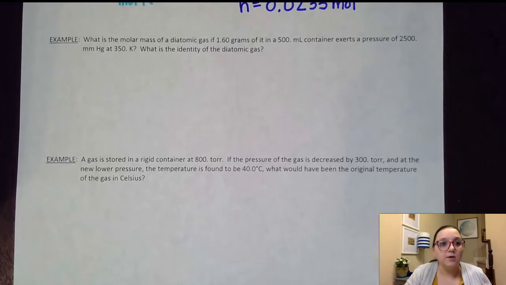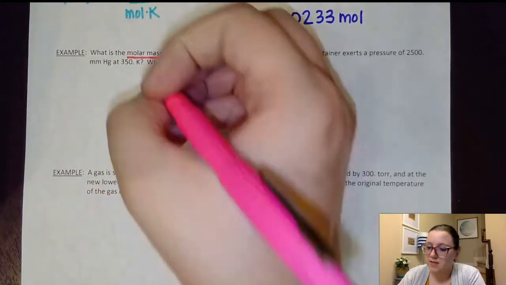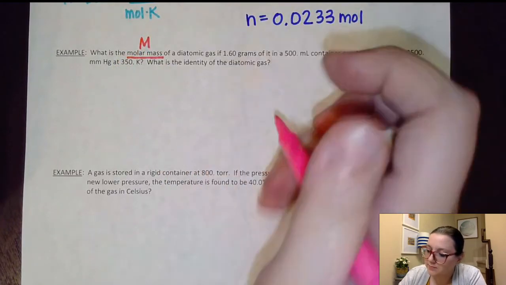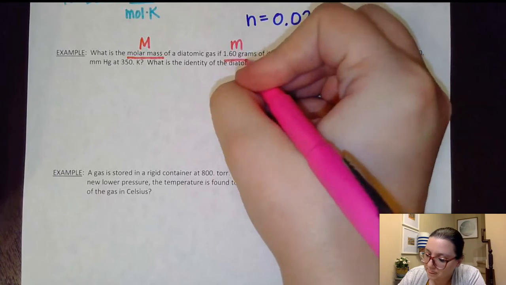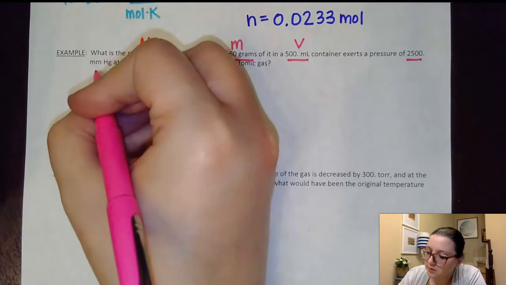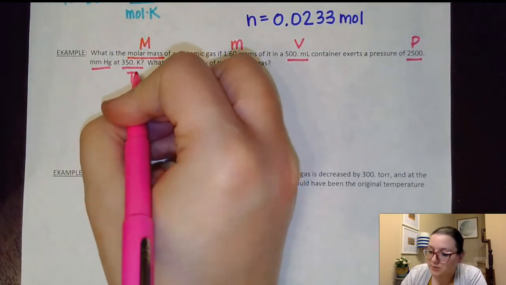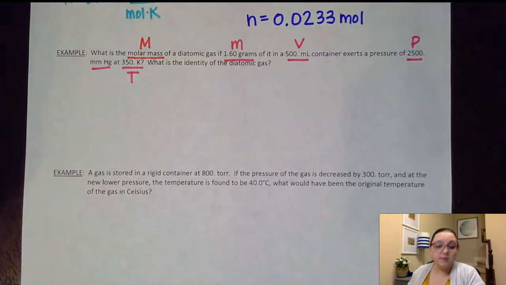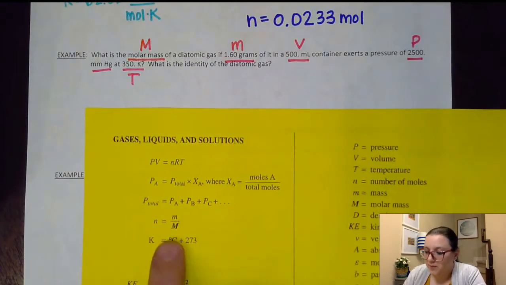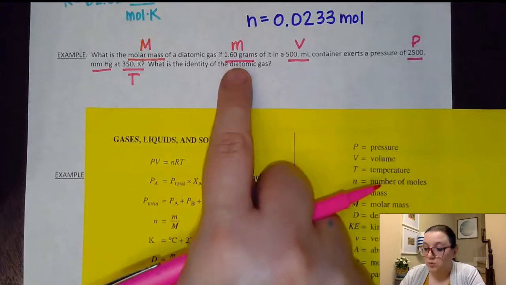So to start us off here, I'm going to identify all of my variables. I'm looking for molar mass, which as a reminder is that bolded italicized M. 1.60 grams is a mass, 500 milliliters is a volume, 2,500 millimeters of mercury is a pressure, and then 350 Kelvin would be a temperature. So yet again, I see one set of conditions of everything, and so I know I'm going to be using some variant of PV = nRT. However, here I don't have moles, I have mass and molar mass mentioned.